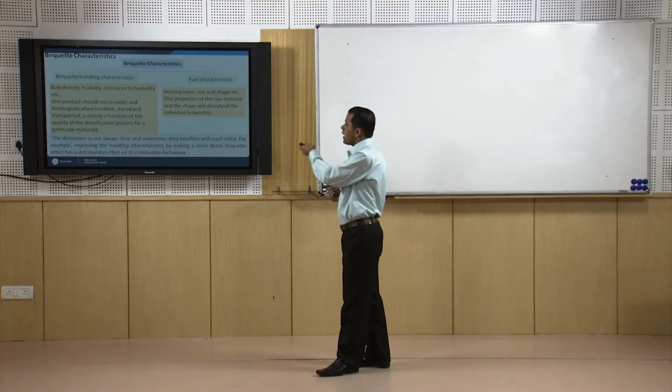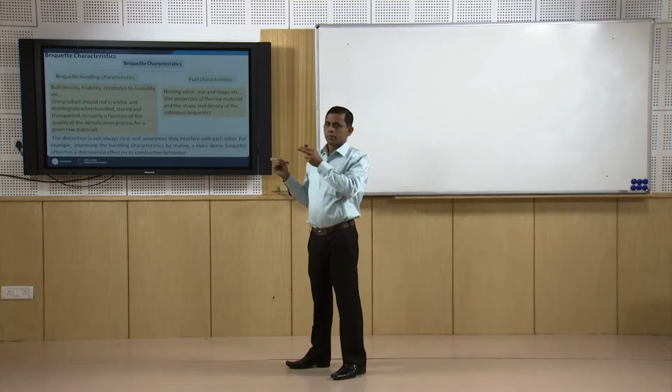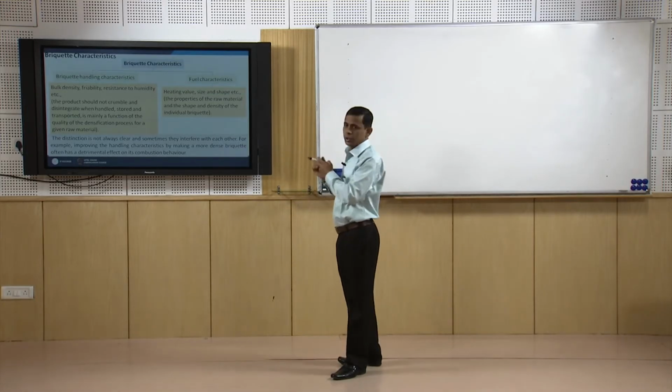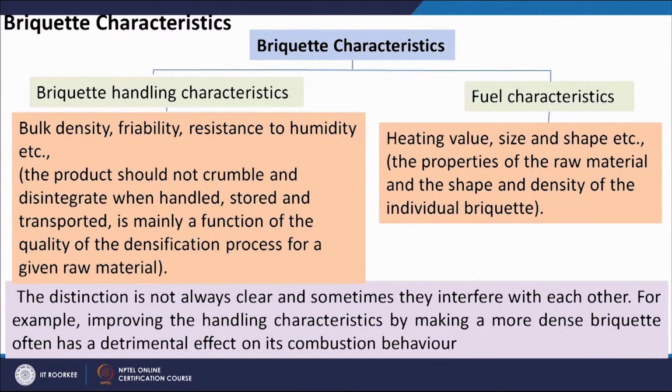We characterize these properties into two categories, but there is no very clear distinction between them, and if we try to achieve one property at a very high level, the other property may be affected. For example, if we make very hard briquettes, handling will be very easy, but the briquette may give us less heating value. Now, we will discuss all these properties one by one.